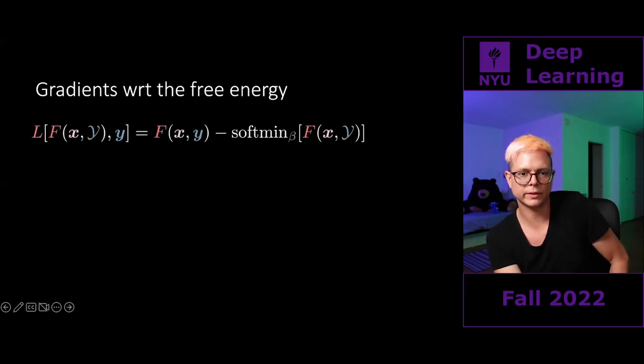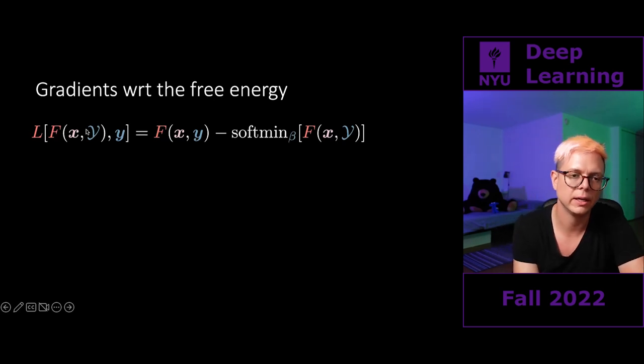No one? This was it. In the case where we consider F as being the negative linear summation of the last module, the loss was the difference between the correct energy, the energy at the correct site, minus the minimum value or the soft minimum value that the energy can take.